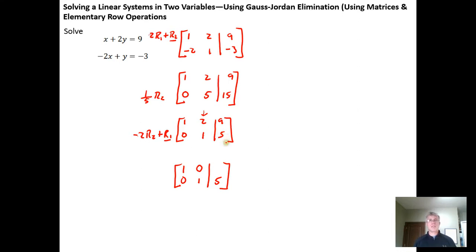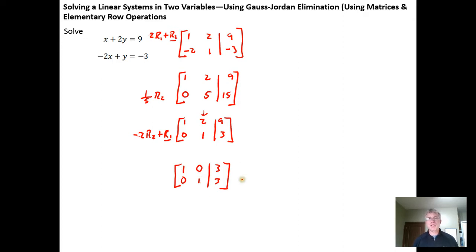I have a mistake. Where's my mistake? A fifth of 5, oh, this should be a 3 right here. A fifth of 15 is 3. And so this is a 3. Don't make dumb mistakes. So we get negative 2 times 3 is negative 6, and then negative 6 plus 9 is a 3. And when I look at this now, I'm in reduced row echelon form. Each row has a leading 1 that's to the right of the previous row's leading 1. If I have a leading 1, everything in the same column is a 0.